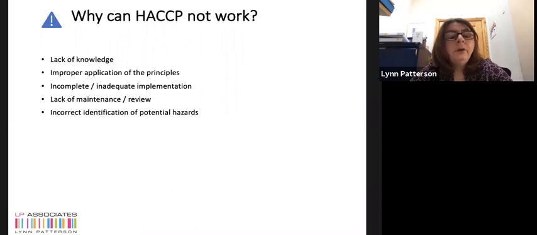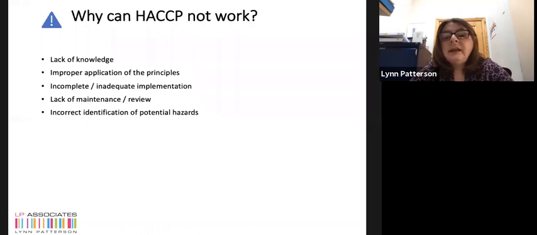Lack of knowledge of those putting the HACCP plan in place, improper application of the principles, incomplete, inadequate implementation, so writing a plan but not actually implementing it correctly, not keeping your plan up to date, where perhaps you introduce new products or new processes and you haven't then updated your plan, or new information on existing hazards come to light which have not been considered, or indeed new hazards when they come to light. So it's important that the plan is constantly reviewed and maintained. Or simply incorrectly identifying potential hazards. So perhaps ignoring hazards or not being on top of hazards and not controlling them.